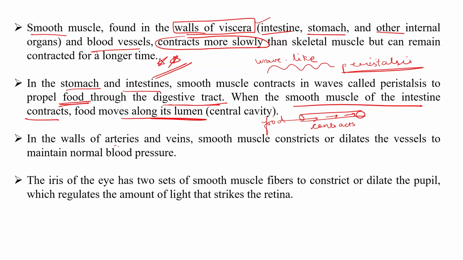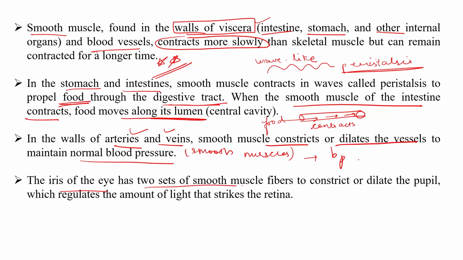Now, what is the function of these smooth muscles in arteries and veins? Smooth muscle constricts or dilates the vessels to maintain the normal blood pressure. So, in arteries and veins, smooth muscles are present that help in maintaining the blood pressure. They are also present in the iris of the eye or in some parts of the skin. The iris of the eye has two sets of smooth muscle fibers that constrict or dilate the pupil. So, it helps in constriction and dilation of the pupil.